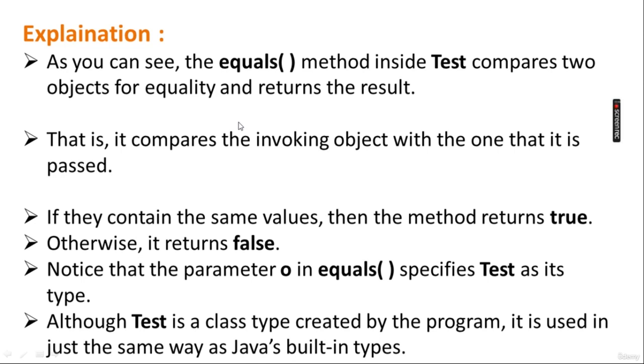The parameter o in equals specifies Test as its type. So you can pass any class object as a parameter to the method. Although Test is a class type created by the program, it is used in just the same way as Java's built-in types. Test is a class. It is not a primitive data type like int, float, character, boolean. But still, you can pass them the same way as Java's built-in types.